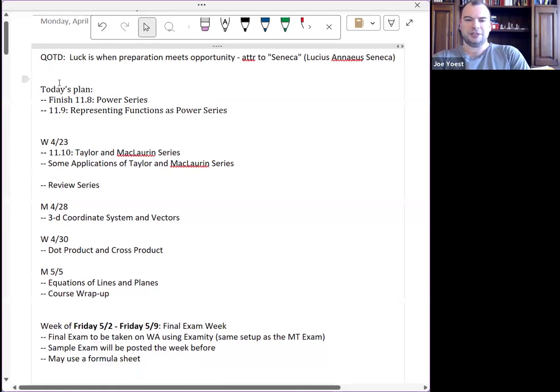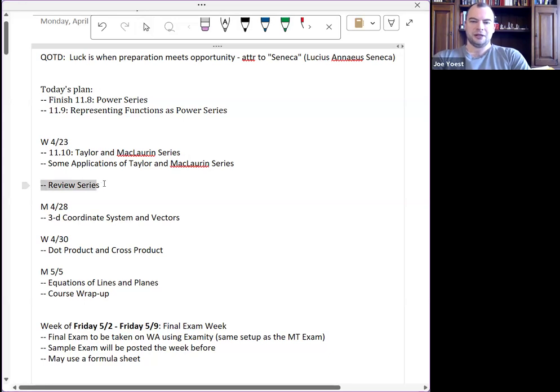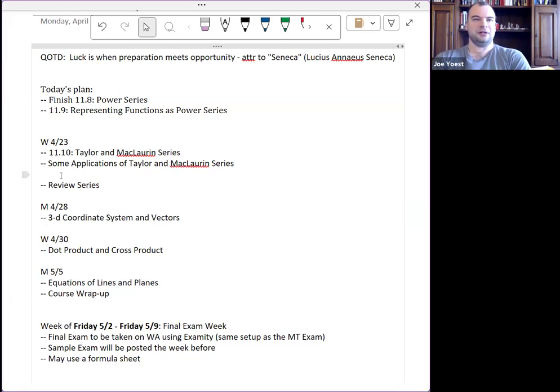All right, so the plan for today, wrapping up the last little bit of chapter 11 these next couple of days. So we'll finish 11.8 power series and talk about 11.9 representing functions as power series. When we come back on Wednesday, we'll plan to discuss Taylor and Maclaurin series, possibly with a supplement on that material.